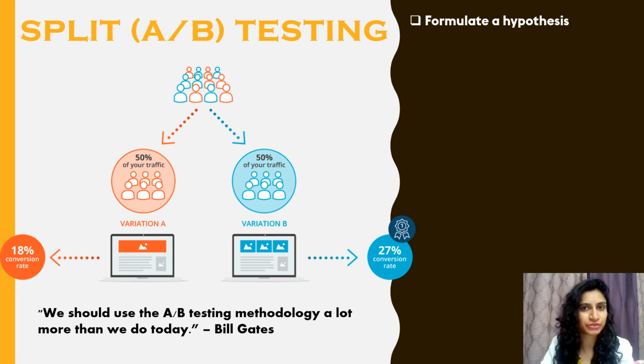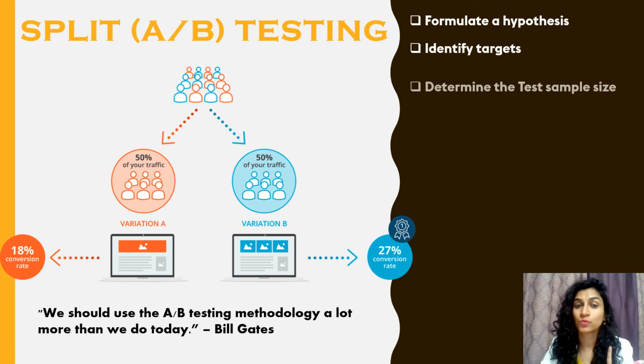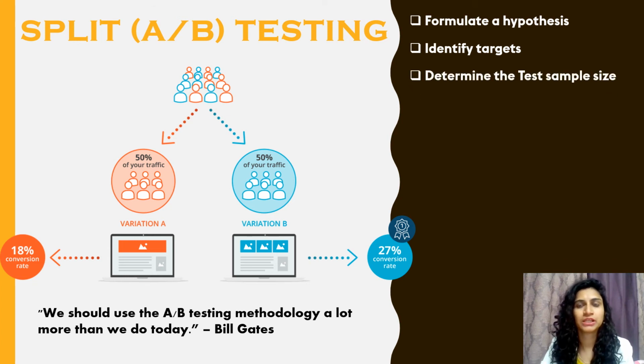So first, formulate a hypothesis. Build the hypothesis based on web analytics. Then identify targets, whether you want to reduce bounce rate or you want to increase sales. Then select one test item. For example, you assume that the red button will be more noticeable on the page and will increase the number of registrations. Then you need to test the color of the button.